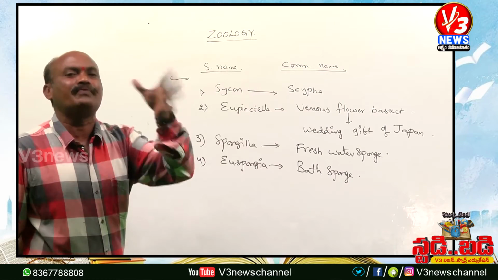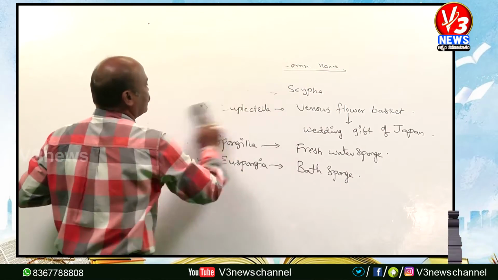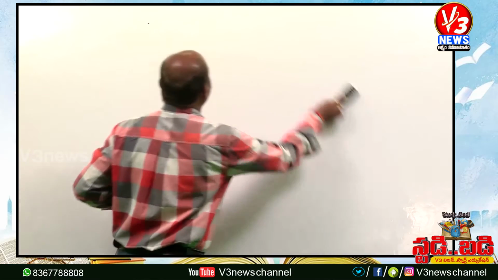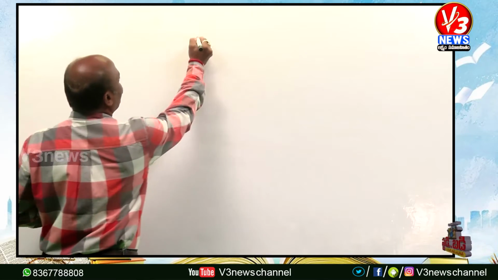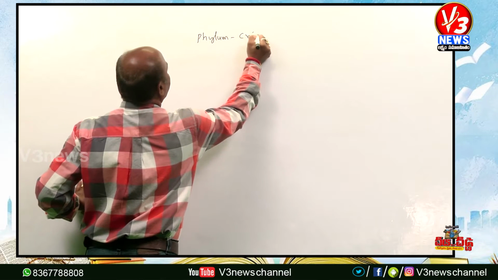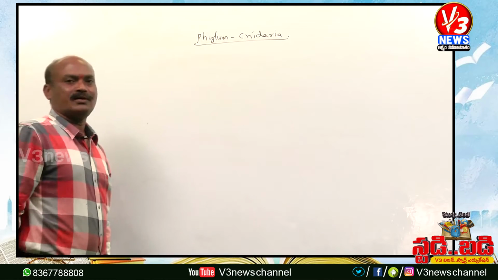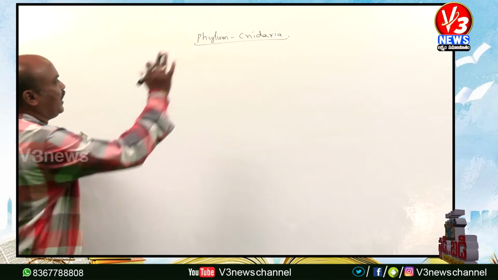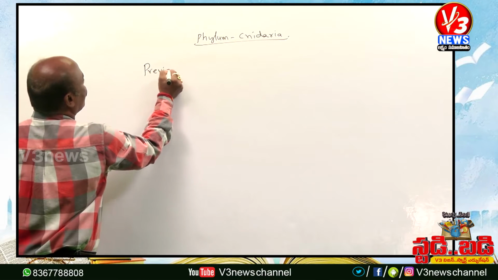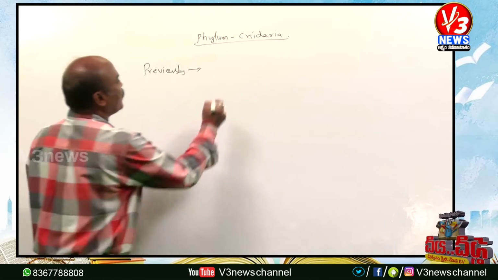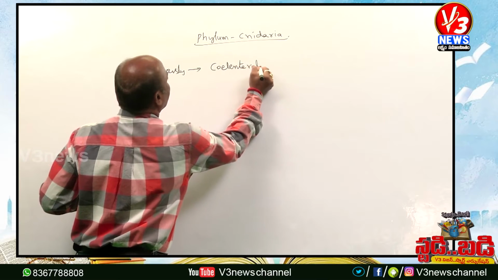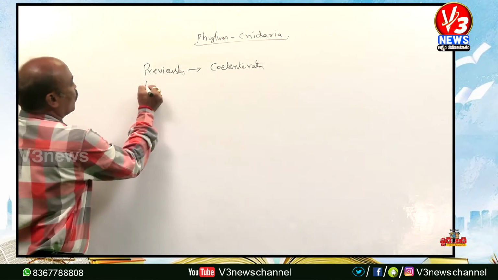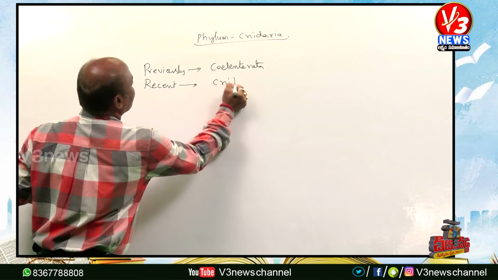Now coming to the next invertebrate phylum, which is Cnidaria. So what is our next topic today? That is phylum Cnidaria. It is the recent name, but previously the name of the phylum was Coelenterata. This is the previous name. The recent name is Cnidaria.